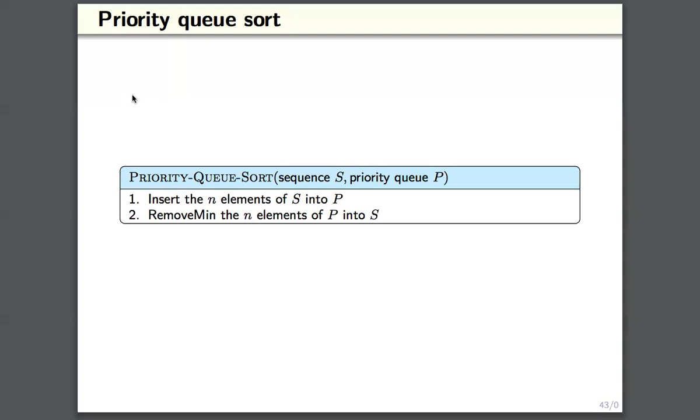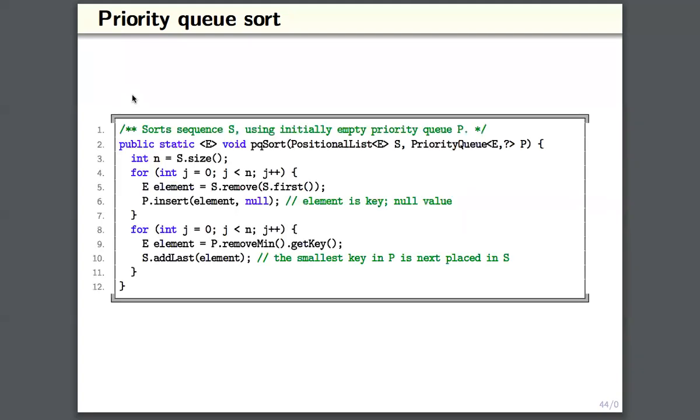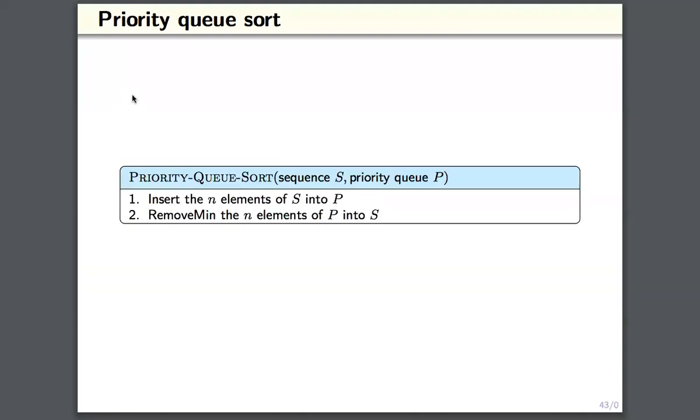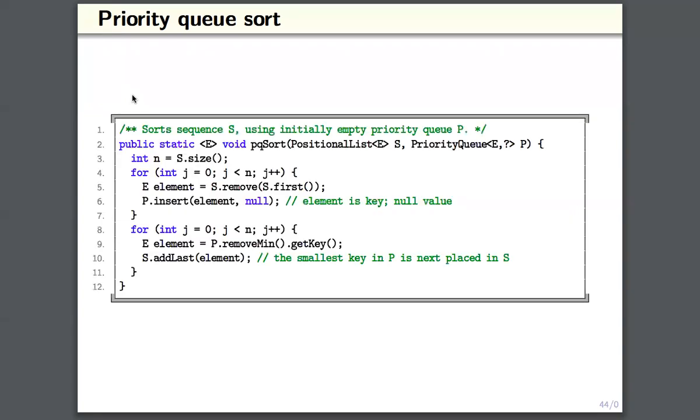This is not one sorting algorithm. This is a scheme. Why do we call it a scheme? Because depending on the implementation of this priority queue, you get different algorithms. Okay, so I don't need to show you this one. This is easier.